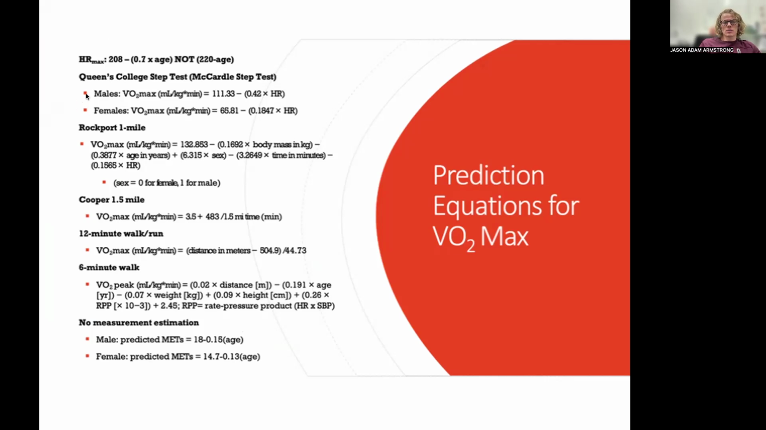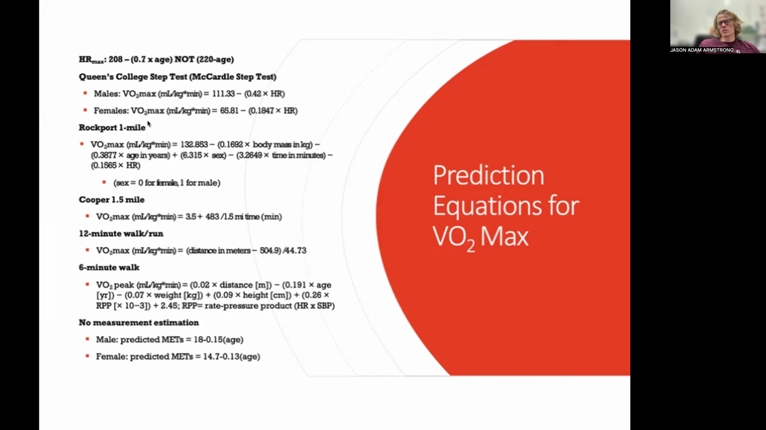Given that, the Queen's College step test will probably do as well as the Rockport 1 mile. For the Queen's College step test, I set up a box at a given height, and I have somebody step up and down at a given rhythm for 3 minutes. At the end of the 3 minutes, I have them measure their heart rate, and then I plug that heart rate into this equation. You can see how it's different for males and females. The Rockport 1 mile is how quickly can you walk 1 mile.